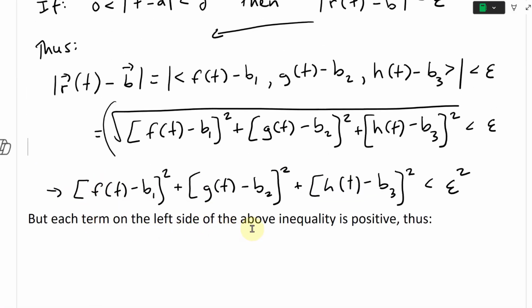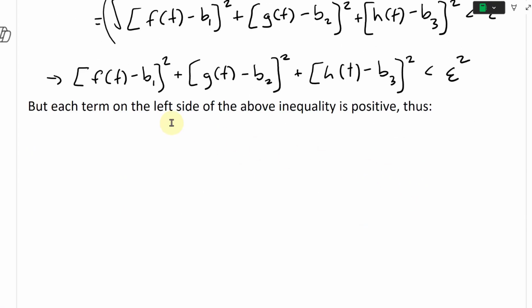All right, but each term on the left side of the above inequality is positive. So these are all positive because you have the square there, so it's always positive, positive, positive. In other words, no single one of these is going to be greater than epsilon squared, because there are no negative ones. So every single one of these individually is going to be less than epsilon squared. So thus, we're going to put these all together.